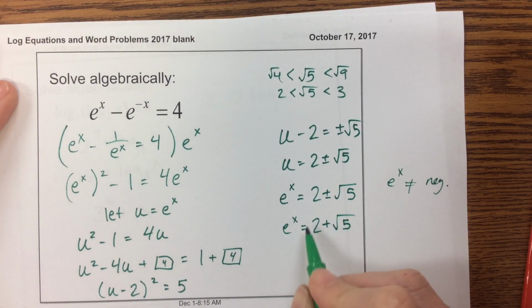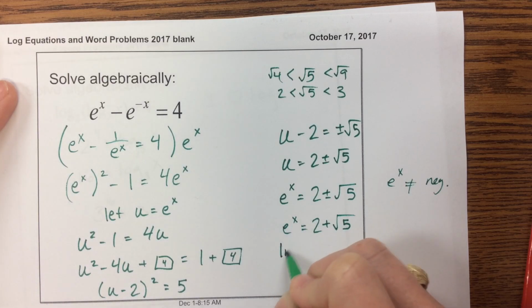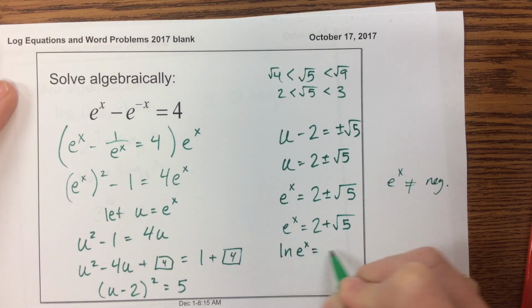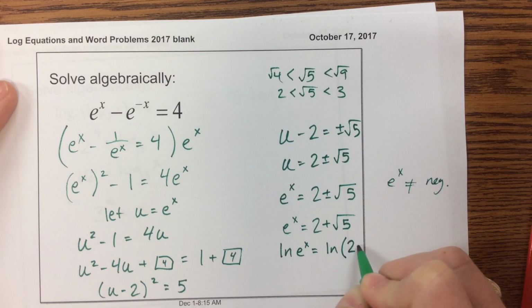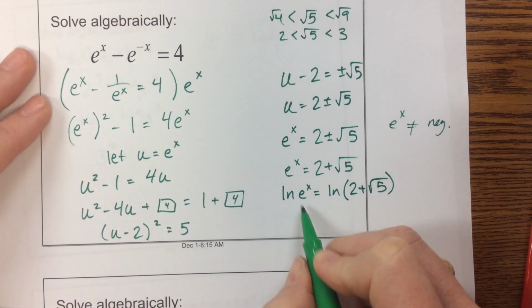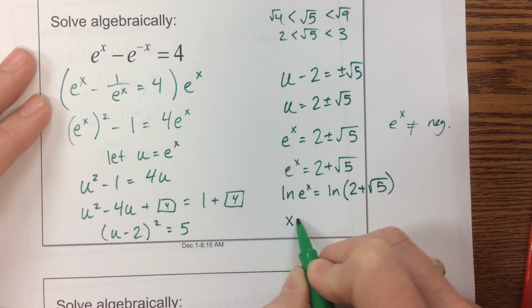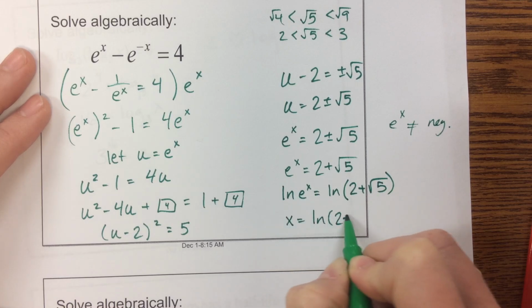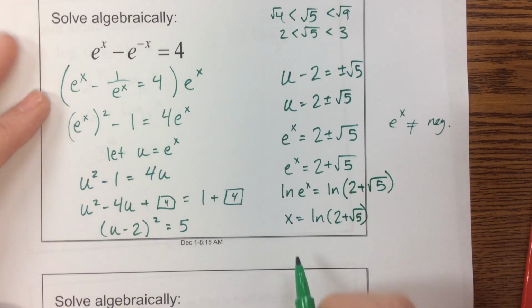Now, once I'm here, if I want to undo this, as soon as I see that e, it makes me think natural log. So I'm going to take the natural log of both sides. Keep in mind, I'm taking the natural log of this whole mess. So if I don't have parentheses, I'm wrong. And now natural log of e to the x is just x. So here is my calculator ready form.